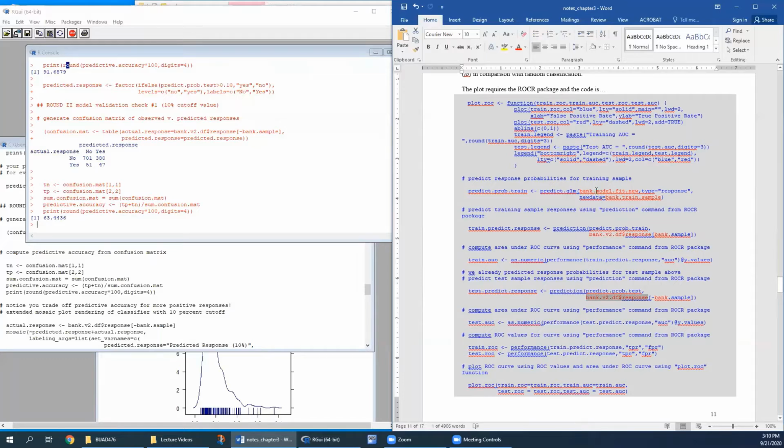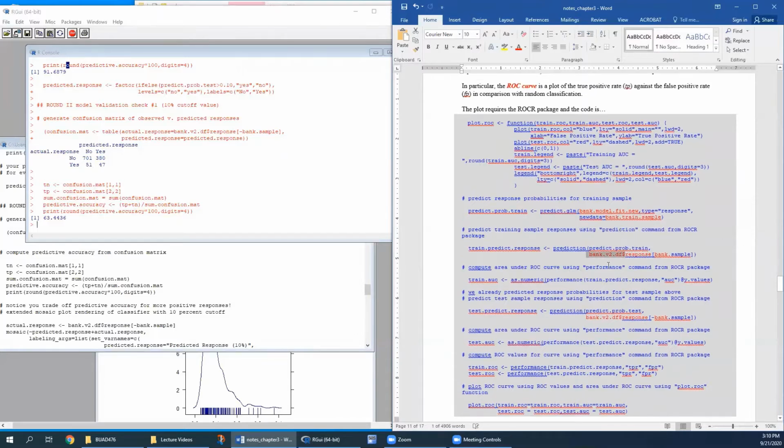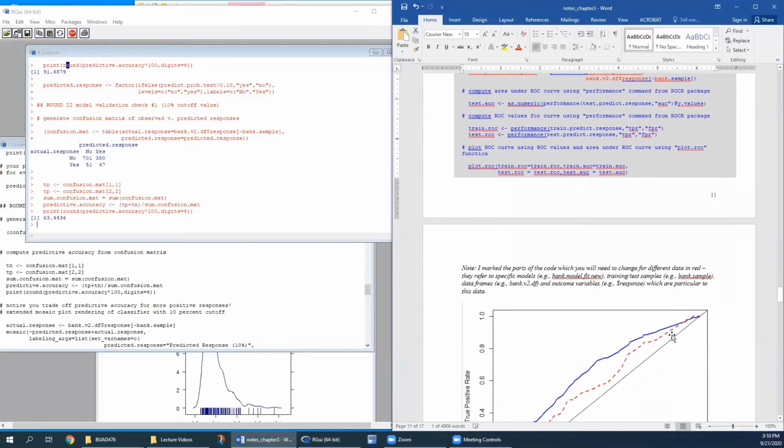So bank.model.fit.new is our parsimonious model in this data, in this chapter. Bank.train.sample is the training sample for this data. Bank.v2.df$response is the outcome variable response in our data frame bank.v2.df. So if you are creating an ROC curve in the future, just be sure to change especially these specific variables that are highlighted in red.